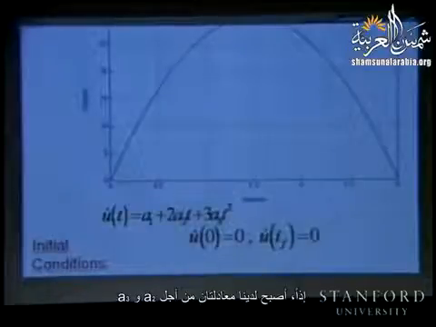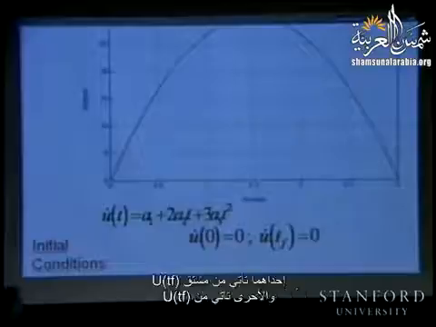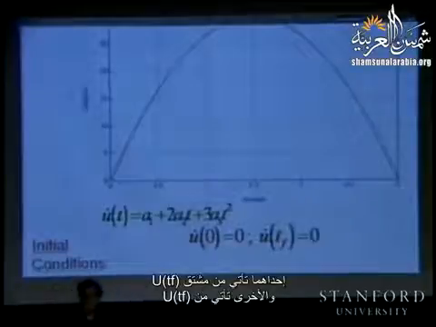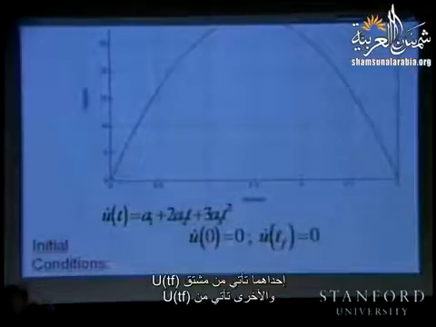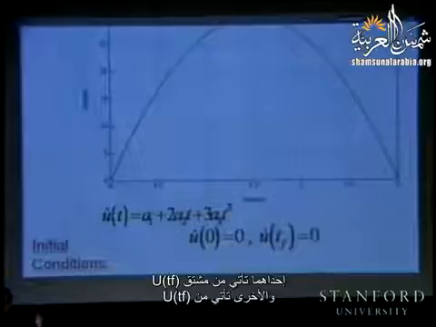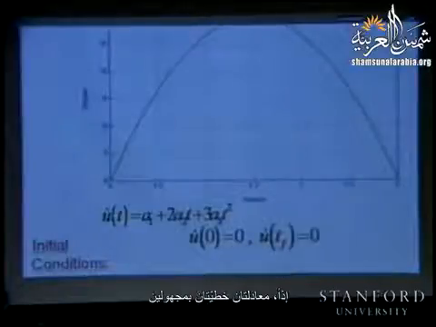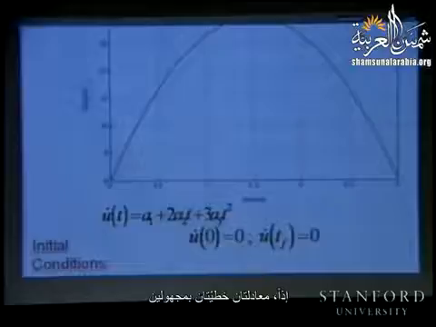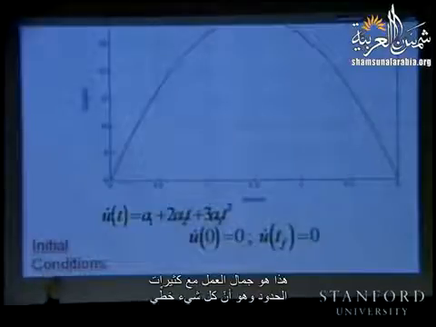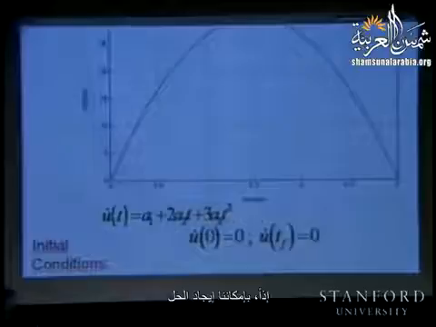So now we have two equations for a2 and a3, one that will come from u dot of t sub f, and one that will come from u of t sub f, right? So two linear equations, two unknowns. That's the beauty of working with polynomials, that everything is linear, right? So we can find the solution.